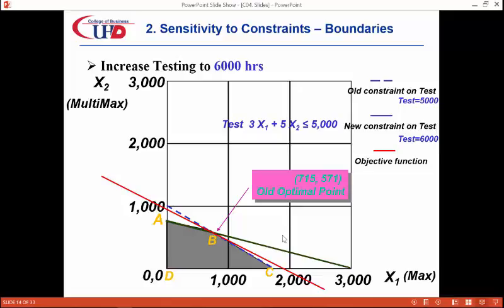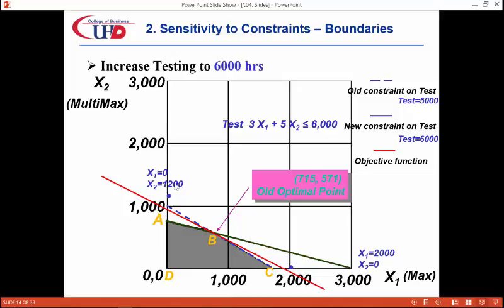Next, let's test what if the testing capacity changed. The graph here is for the 5,000 hours of testing capacity. Now, if the available hours are increased to 6,000 hours in testing line, then what should we do? We should first figure out the two intercepts corresponding to the new testing constraints.